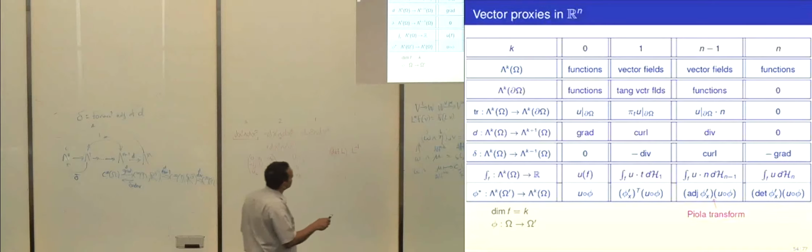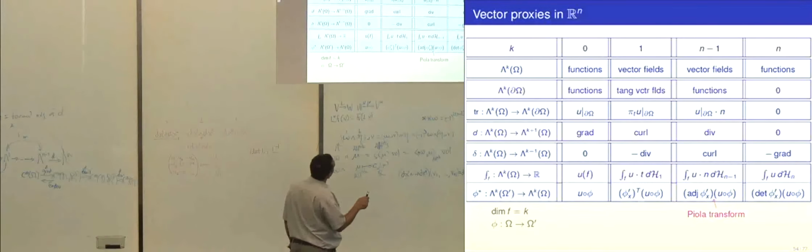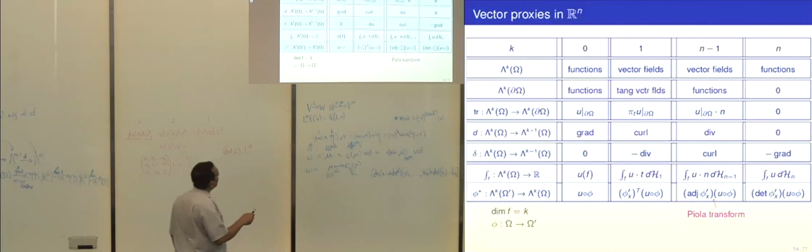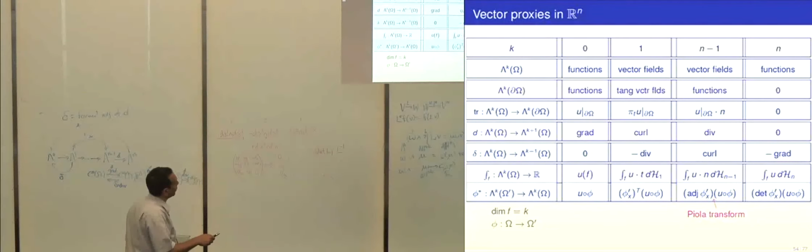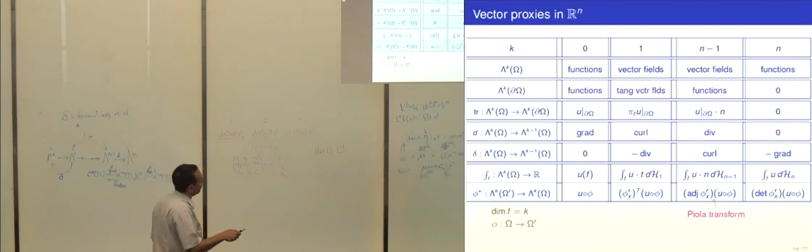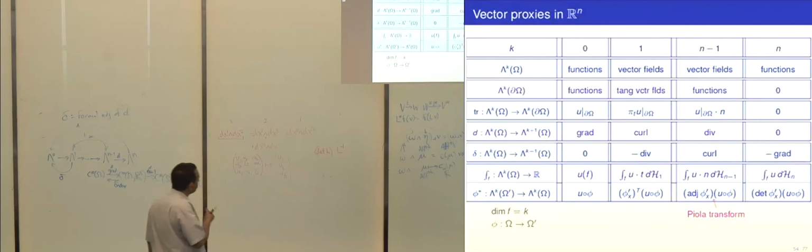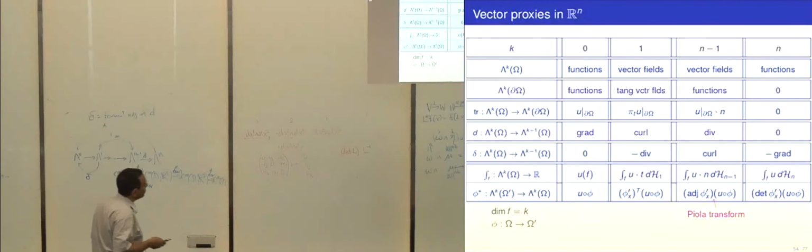The n minus 1 form is a vector field, and we have to integrate it over an n minus 1 dimensional surface. We take its normal component, that's a real number, and integrate it with the n minus 1 dimensional measure. And the integral over the full n-dimensional manifold, n-dimensional domain of a function is just the usual Lebesgue integral, n-dimensional integral of the function. And finally, the pullback.